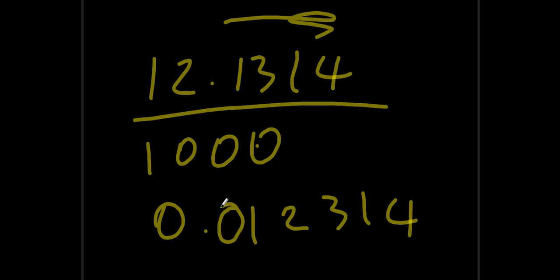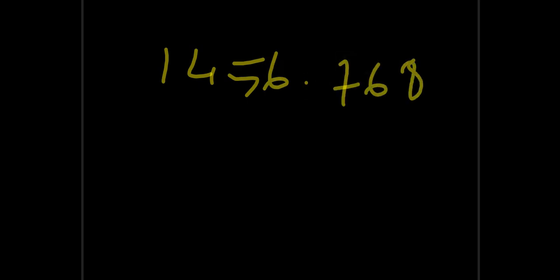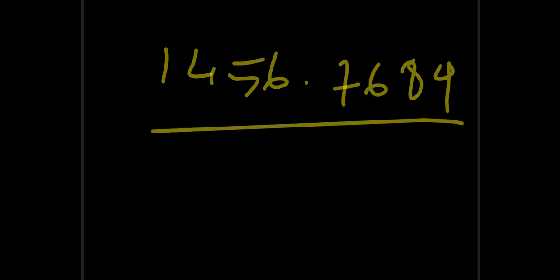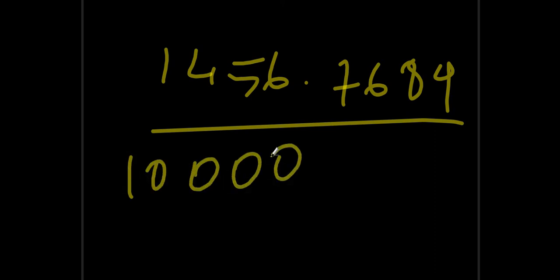as representing powers of 10. Let's do another one. And that's just that simple for the concept. So let's say I have 1,456.7689. And let's say divide this by 10,000. And so we have 4 zeros.